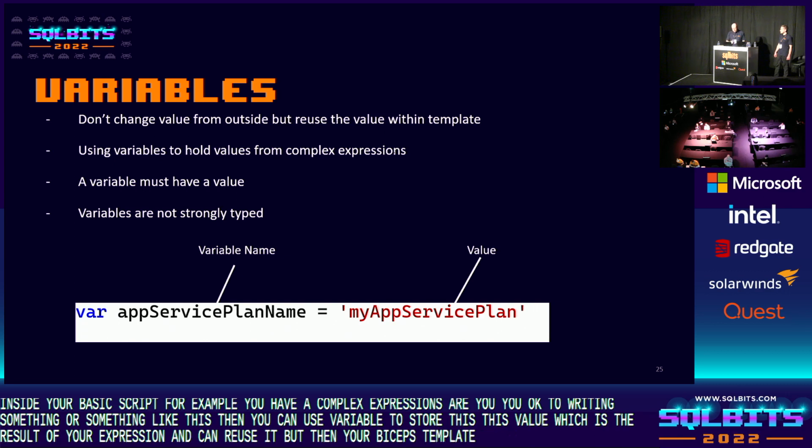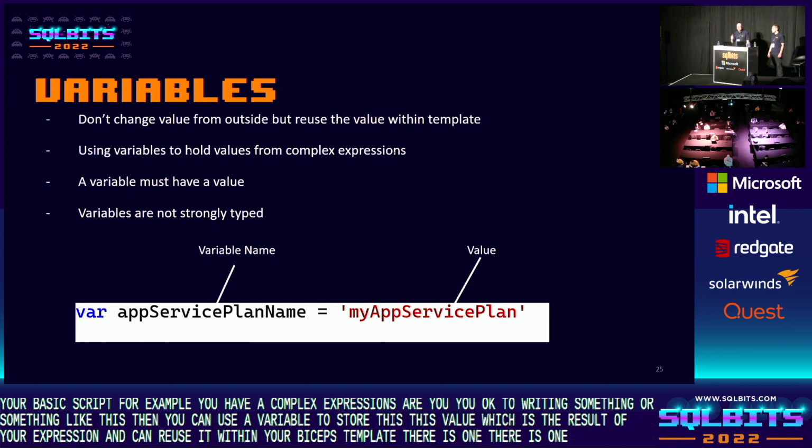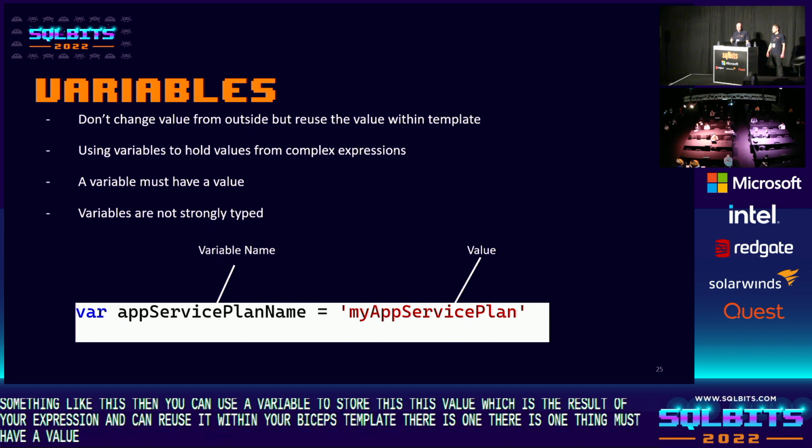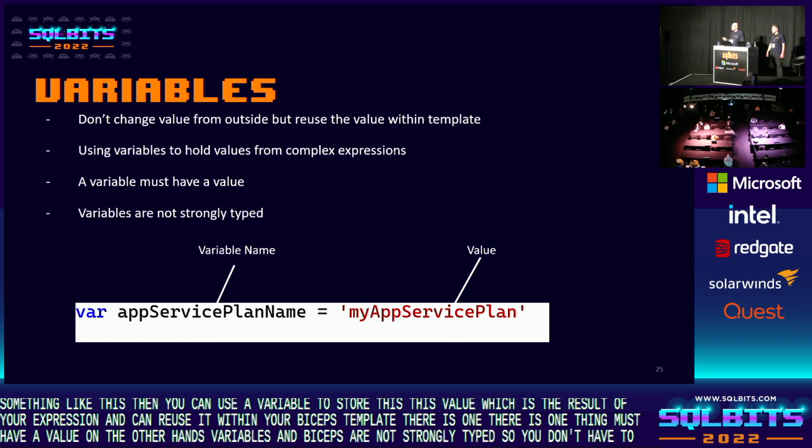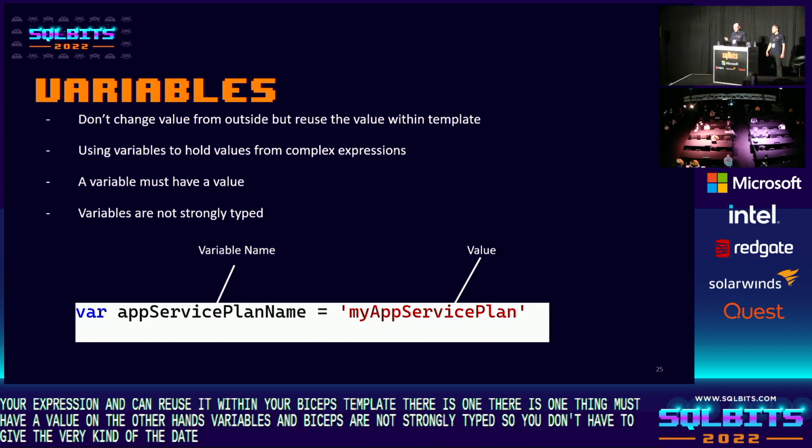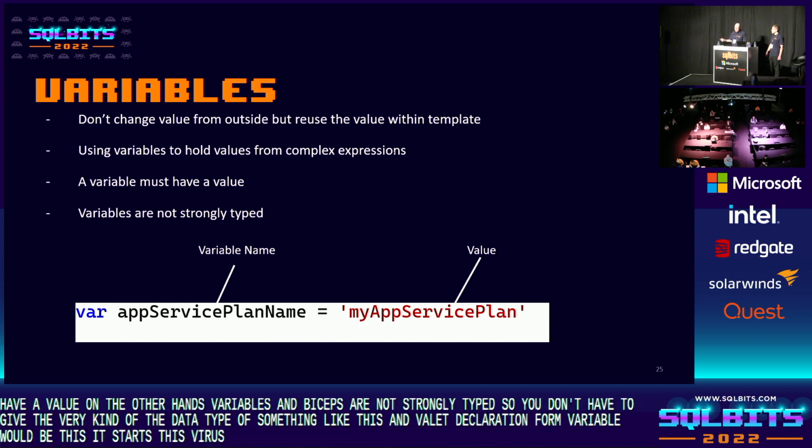There is one thing: a variable must have a value. On the other hand, variables in Bicep are not strongly typed, so you don't have to give the variable a data type or something like this. A valid declaration for a variable would be this. It starts with var, then the variable name, and then some value.